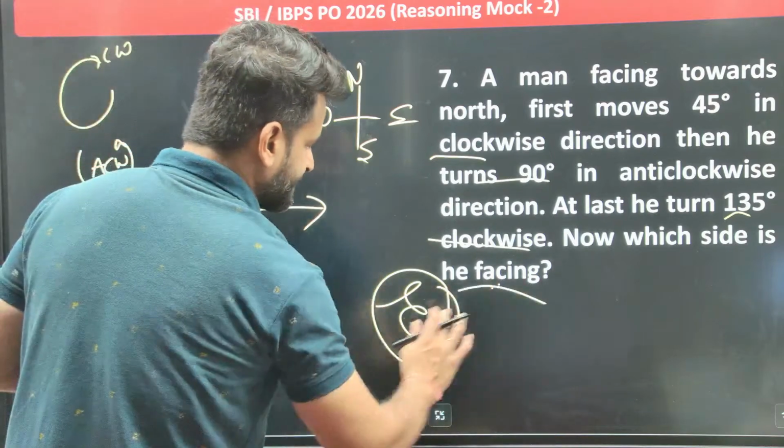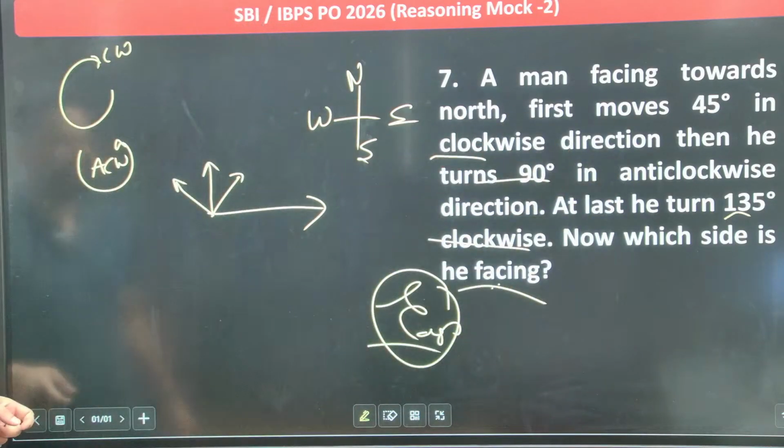So now, in which side is he facing? He is now facing east. This is east. Next question.